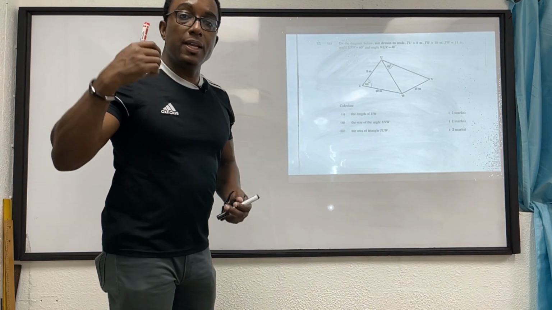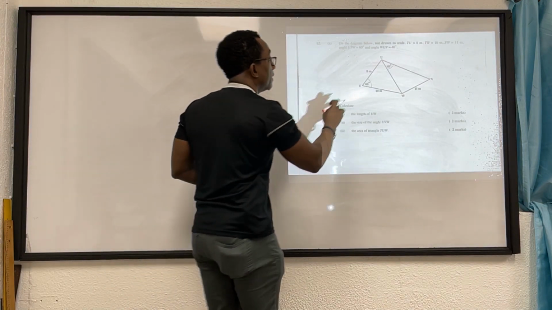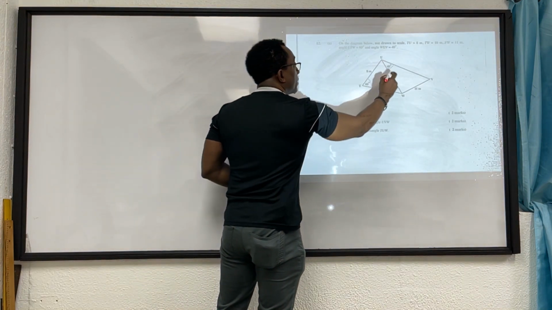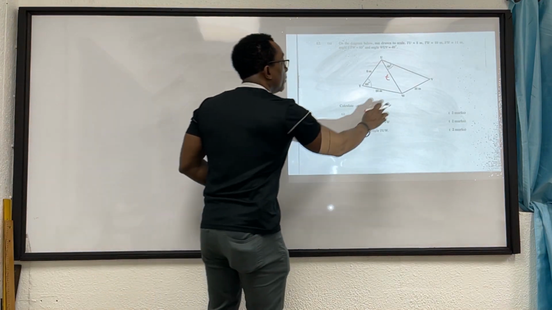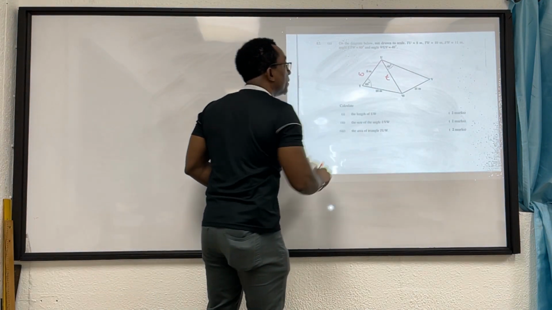So we're going to label the sides. This here is capital T, so the side opposite will be lowercase t. This is capital W, so the side opposite will be lowercase w.